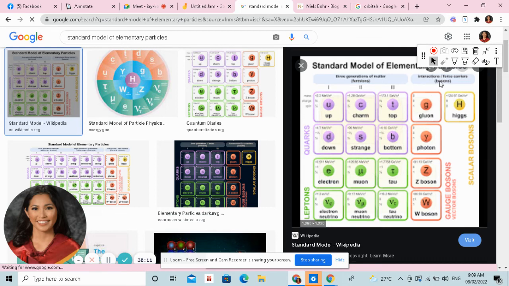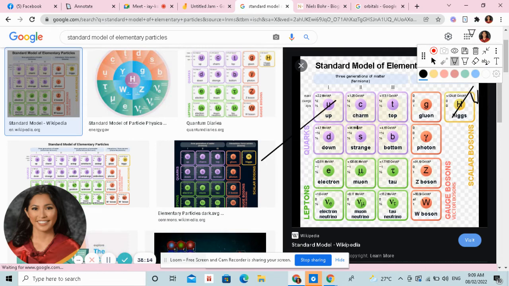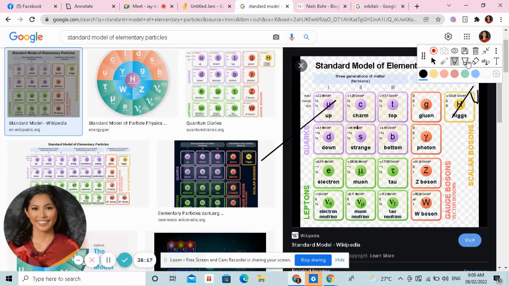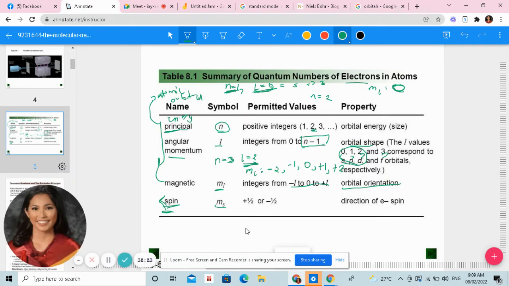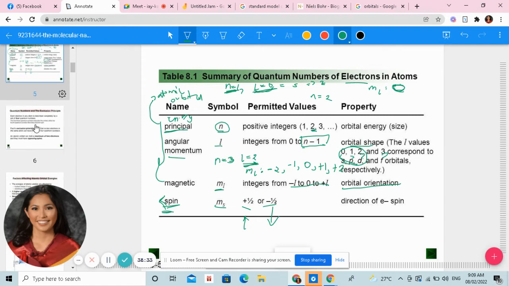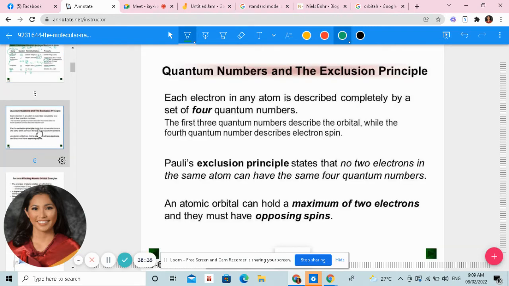Okay, the Higgs. Alright. So the spin is just easy. If the spin is up, then we have positive one half, then negative if down. Alright. Okay. So we have, let's go.